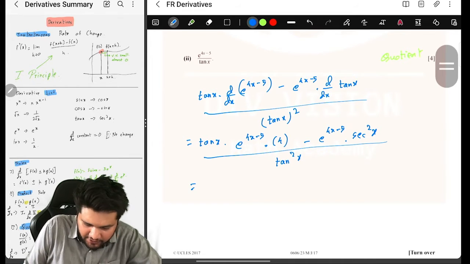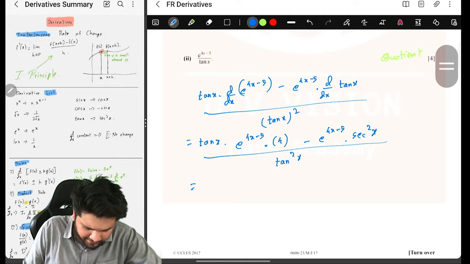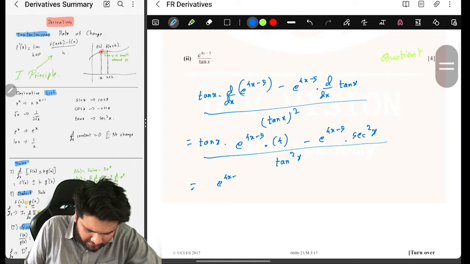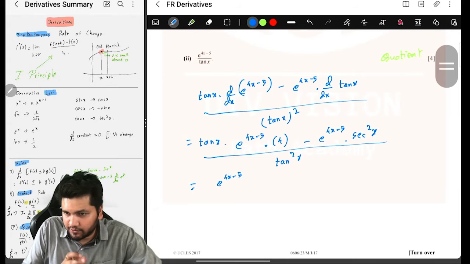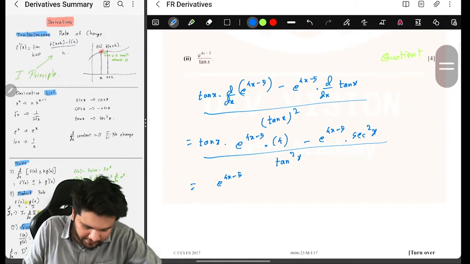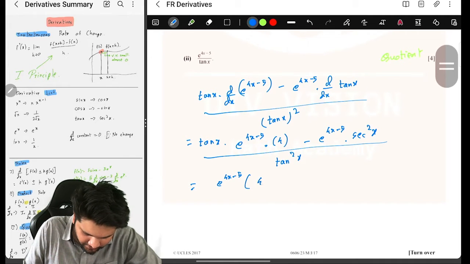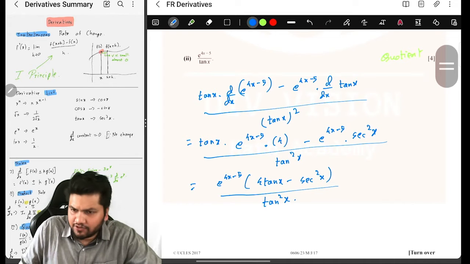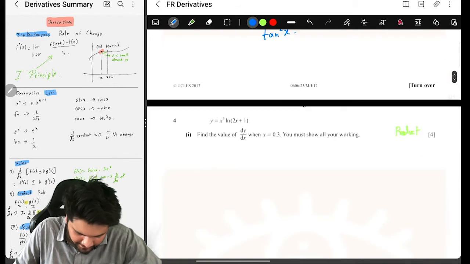See, whenever it comes to e to the power of something problem, better you take out e^(4x - 5). Mostly every time e to the power of something will always be common. So just take out, just to simplify, it's going to be (4 tan x - sec^2 x) upon tan^2 x. That's your answer. You don't need to further simplify.